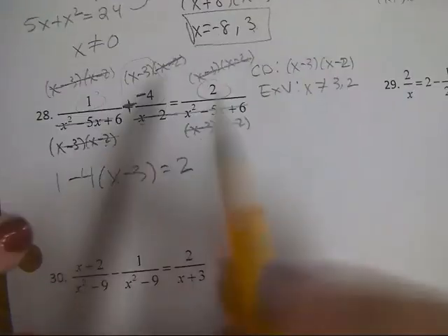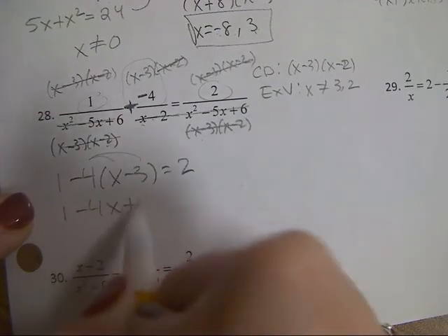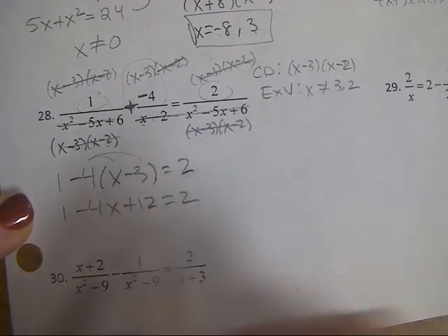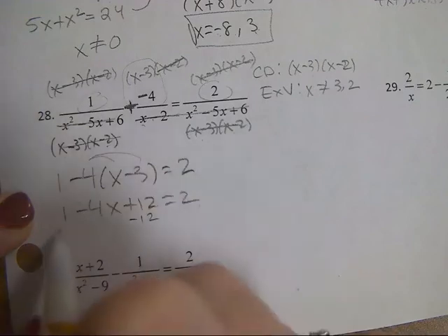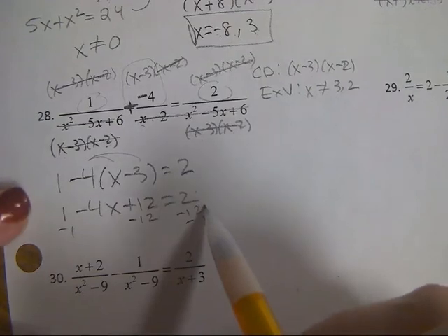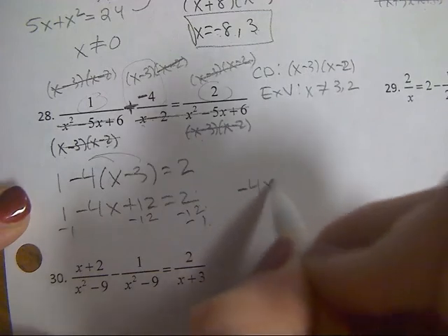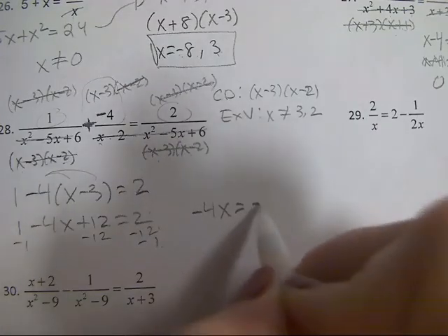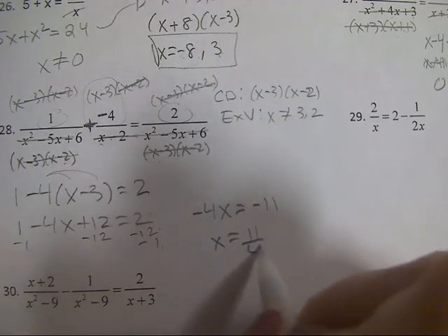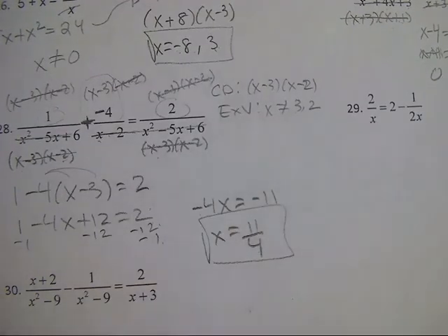All right, let's distribute and combine like terms. Here we go. 1 minus 4x plus 12 will give me 2. I'm going to subtract the 12 and subtract the 1 to the other side. So 2 minus 12 is negative 10, minus 1 is negative 11. So I have negative 4x equals negative 11. Divide, we get x equals 11 over 4, which is not 3 or 2, so we are good to go.